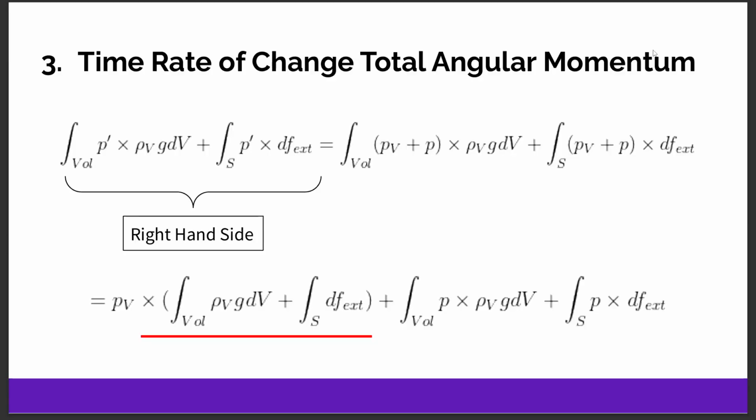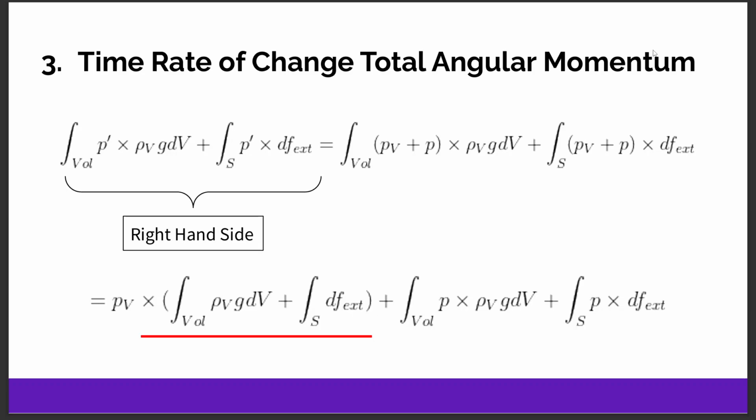So now we're going to do exactly the same thing for the right-hand side. We're going to express p prime in terms of pv and p, and this is going to yield the integrals at the bottom, and they are separated in terms of those that contain pv, and that is on the left, and those that contain p on the right.